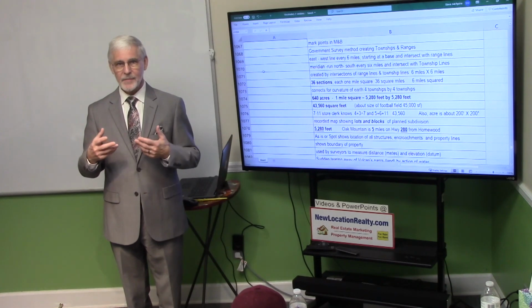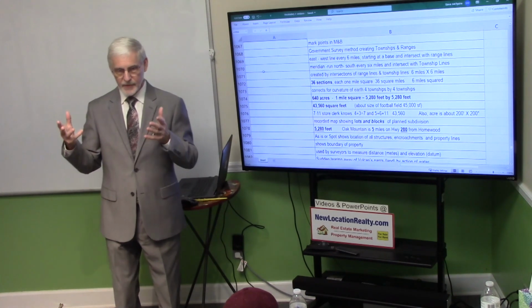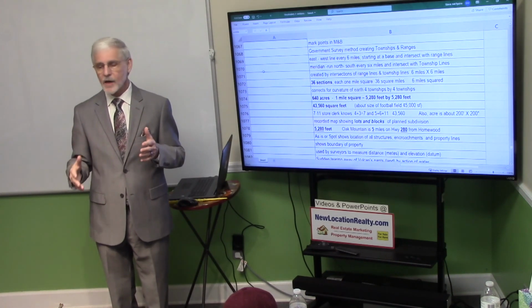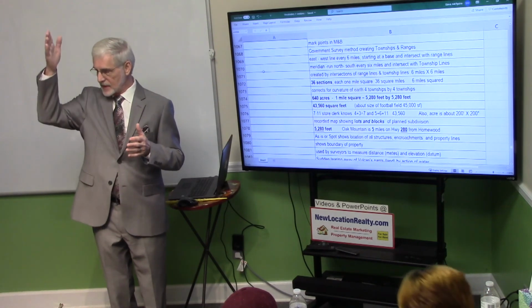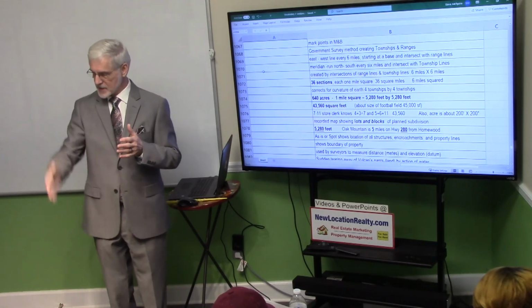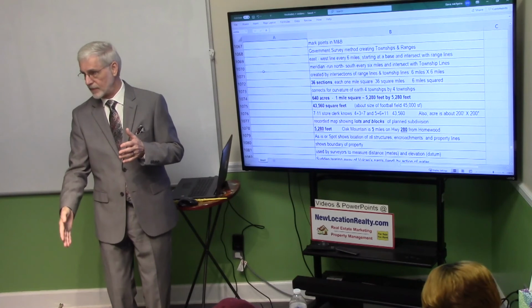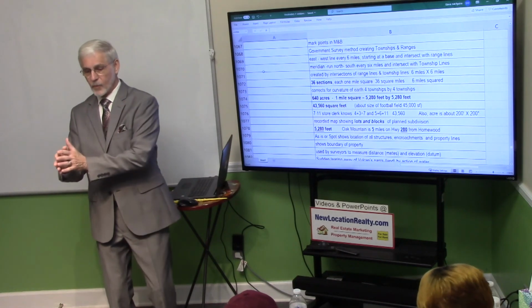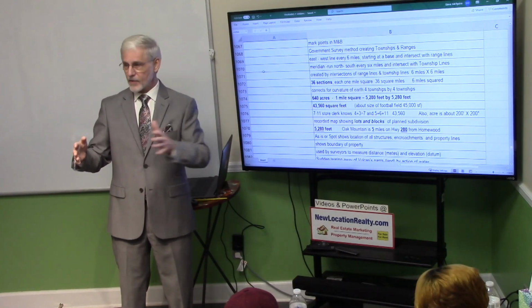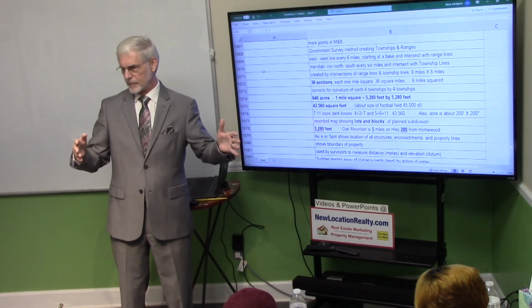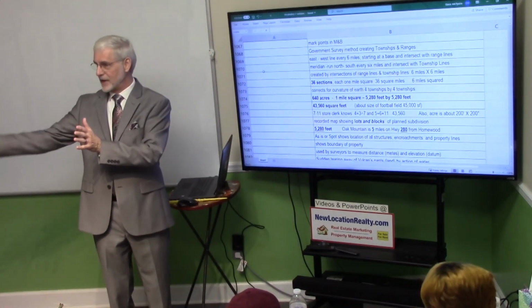You've got a meridian. Here in Alabama, we've got 2. Up here in our area, we deal with the Huntsville Meridian. That's the line that runs north and south through Huntsville. Anything west of that line is called west, and anything east of that is east.